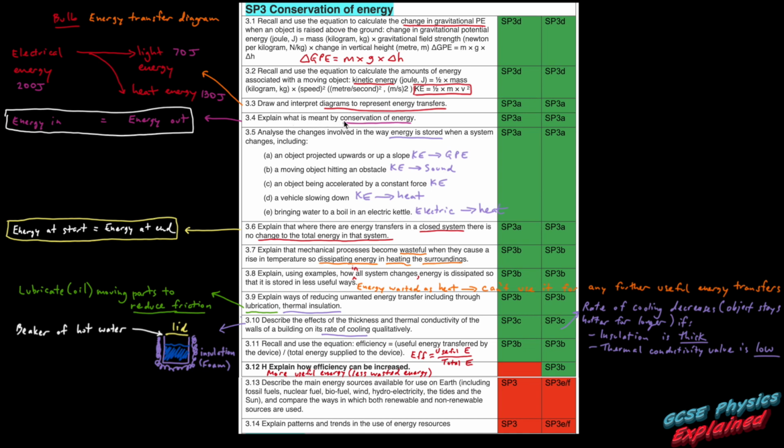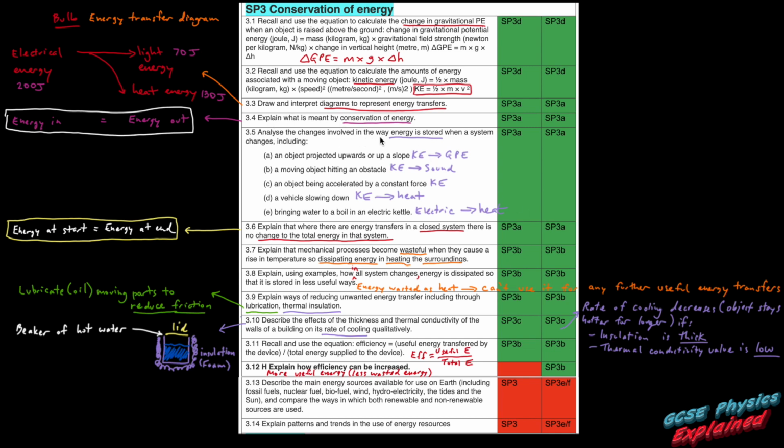You've got to explain what is meant by the conservation of energy, which just means the energy in equals the energy out. So I've put some values on the energy transfer diagram. If 200 joules of energy goes in to the bulb, then 200 needs to come out. 70 of it was useful in this case, and 130 was wasted. Now the wasted energy still exists though, it just means that it can't be used for any further useful energy transfers.